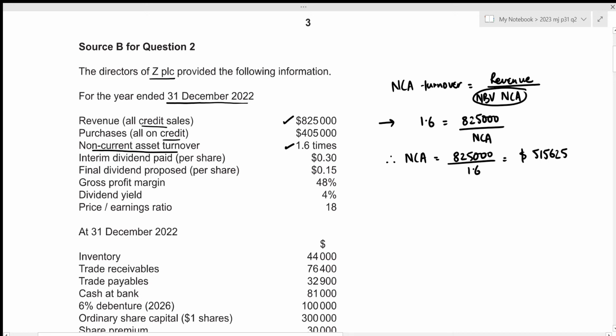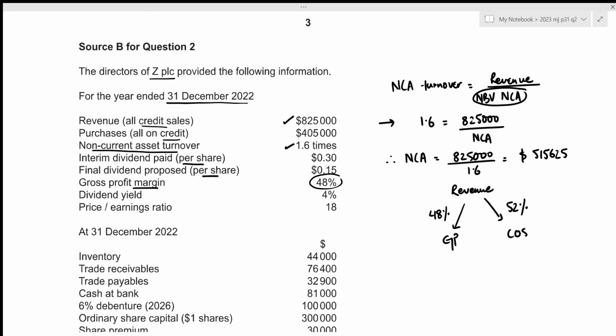Alright, then we're also given interim dividend paid. This is the rate per share, and we're also given the final dividend proposed. Again, this is the rate per share. Then we're given gross profit margin to be 48%. Alright, so what this means is that out of revenue, 48% of it will be our gross profit, whereas the remaining 52% will be our cost of sales. Let's calculate these two values.